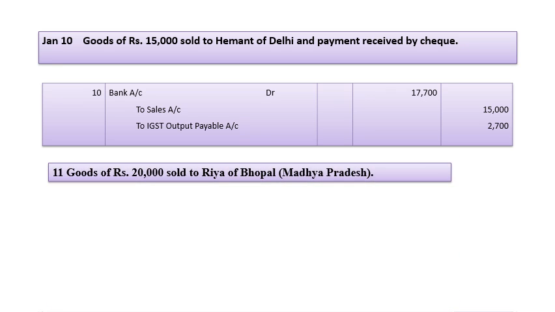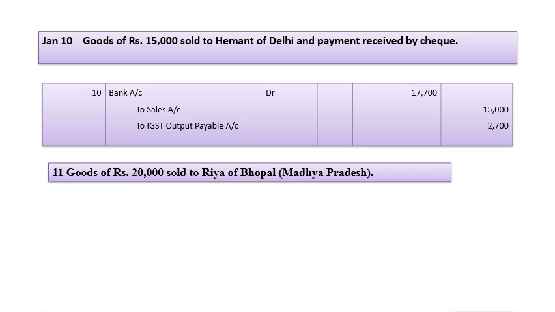Now next one, goods of rupees 20,000 sold to Ria of Bhopal, Madhya Pradesh. Now here, what is the nature of transaction? First answer is it is a credit transaction, because nothing is said about the payment, whether payment is received or not, and name of a person is given. And second one, whether it is interstate or intrastate. So here Arvind Bhai is in Gujarat and Ria is in Bhopal. So it is a transaction between one state to another state.